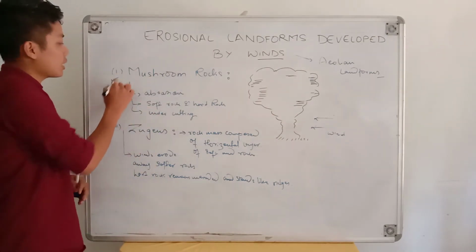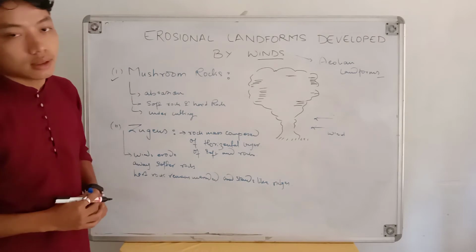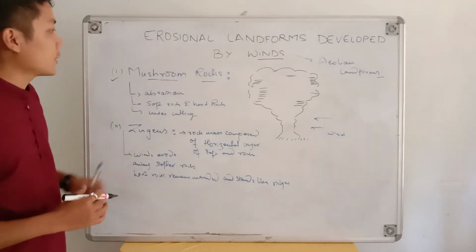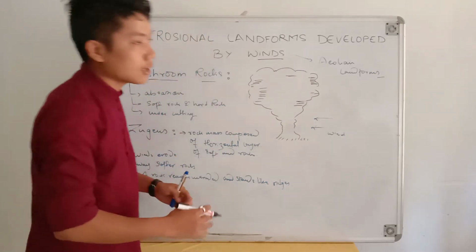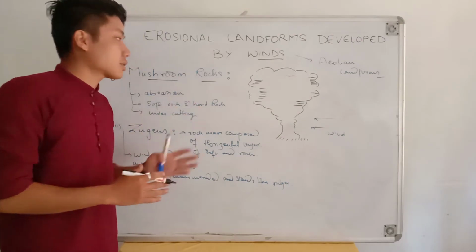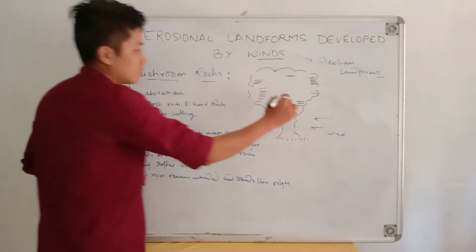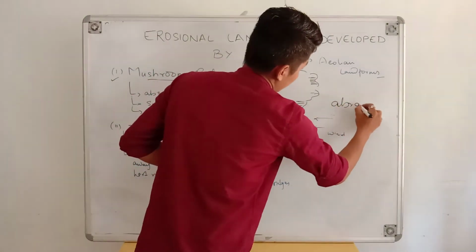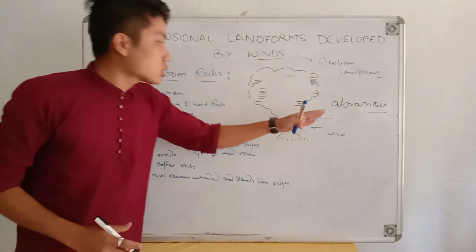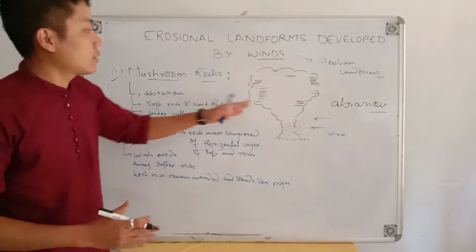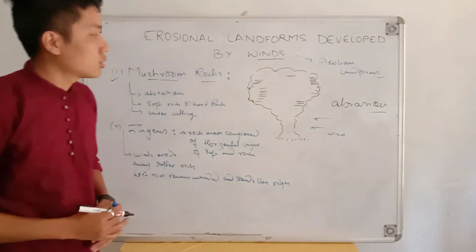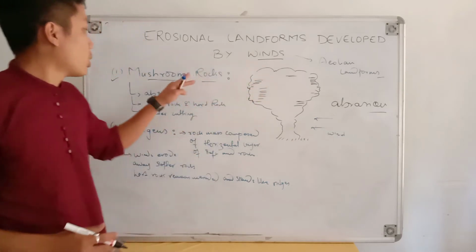The first landform developed by winds is Mushroom rock. So what is Mushroom rock? In the desert area there are upstanding lands like rocks. Due to the action of abrasion, it erodes away the softer rocks and the harder rocks remain standing in the desert area. This type of feature is called Mushroom rocks.